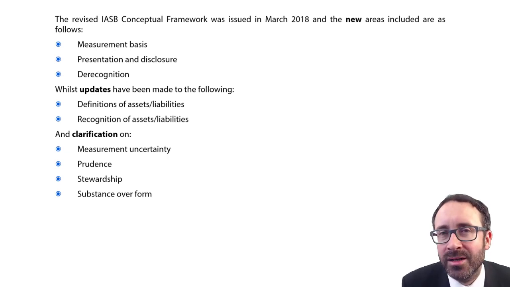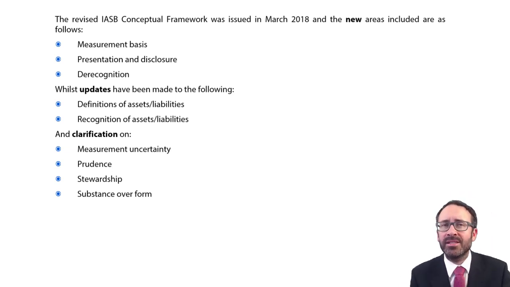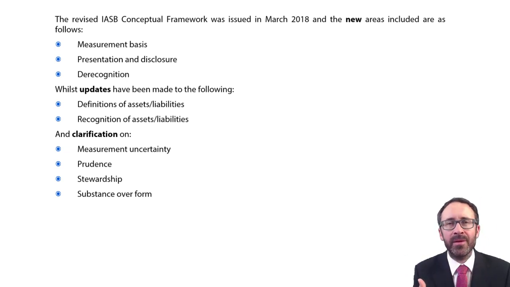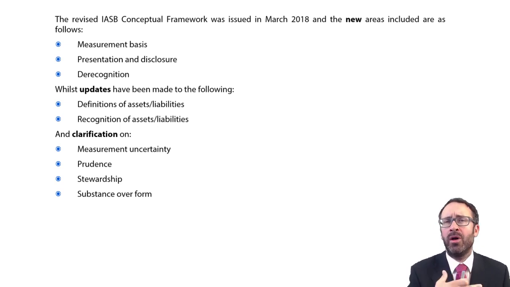Here's a test. What was the old definition of an asset? Yeah, the definition of an asset was a resource controlled by an entity as a result of a past event. There's been a slight update to that definition, just with regards to the terminology around the word resource.